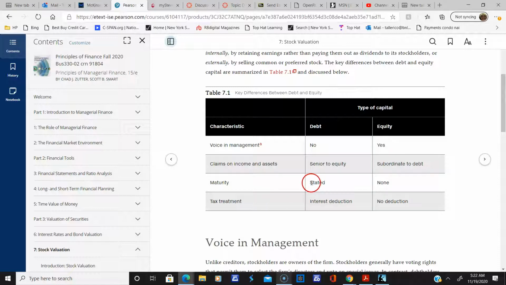Maturity, it's as stated in the bond, right? 10 years, 20 years, 30 years. Equity is none. Tax treatment, you basically get an interest deduction. Basically, the corporation gets an interest deduction on the debt coupons you pay, but there's no interest deduction on the dividends. Okay. So this is from the standpoint of the holder, and the tax treatment is from the standpoint of the corporation, right?